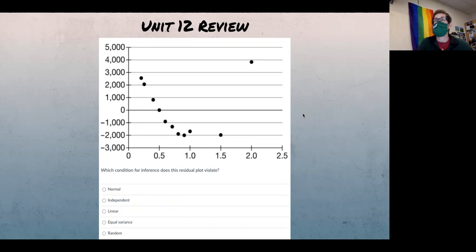I would be incredibly shocked if they ask you to assess normality on a linear regression. If they do, they're going to have to give you some kind of extra plot. It wouldn't be just residual. It would have to be probably a normal probability plot in all likelihood.